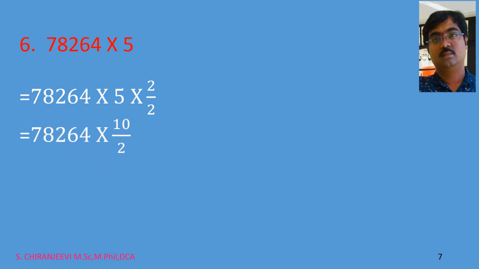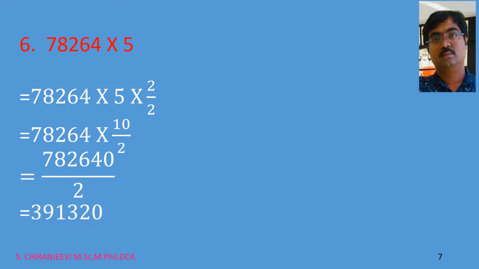So it will be 78264 into 10 by 2. So it will be 782640 divided by 2, which can be taken as 391320. So here very important, if we need to multiply by 5, you just multiply by 2 and divide by 2. So multiplication of 10 into any number will be very easy, and division of any number by 2 will also be very easy.